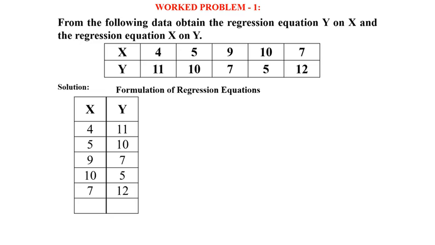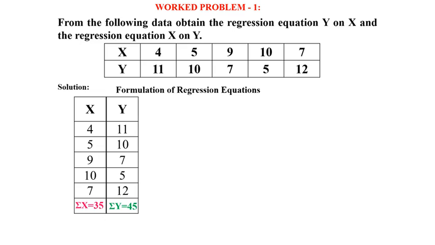Y variables: 11, 10, 7, 5, 12. Next step is we are using actual mean method. Therefore we have to find out summation of x and summation of y. Summation of x is 35: 4 plus 5 plus 9 plus 10 plus 7. Summation of y is 45: 11 plus 10 plus 7 plus 5 plus 12.